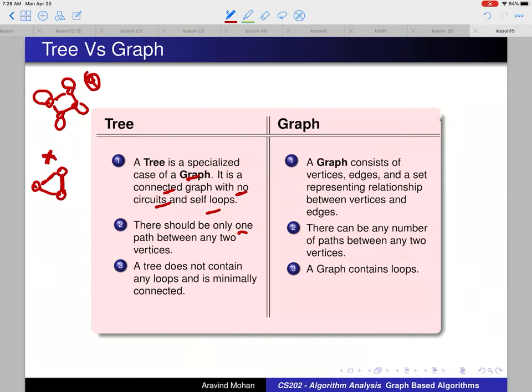If we have more than one path, if we call this path P1, we cannot have P2 that leads to the same vertex. A tree does not contain any loops, as we talked about, and it is a minimally connected graph. Whereas a graph can have a loop, it can have any number of paths, and it is simply, as you may know, a set of vertices, edges, and a relationship between vertices and edges.